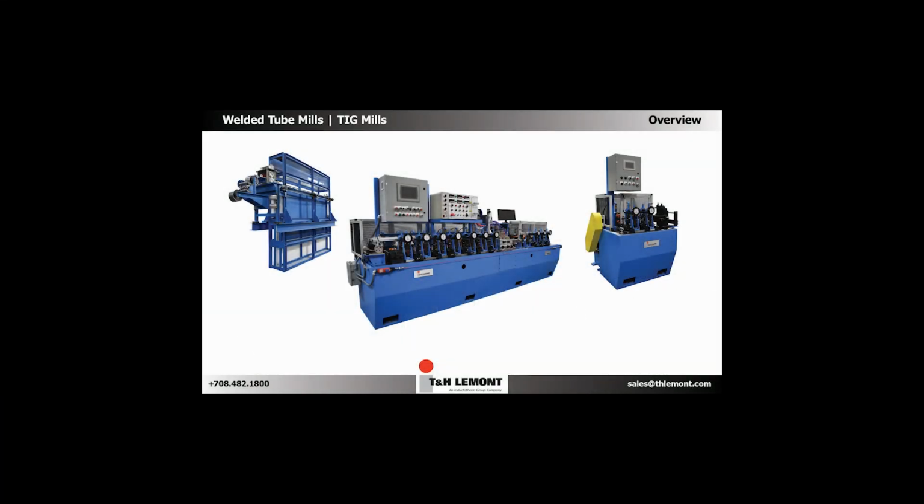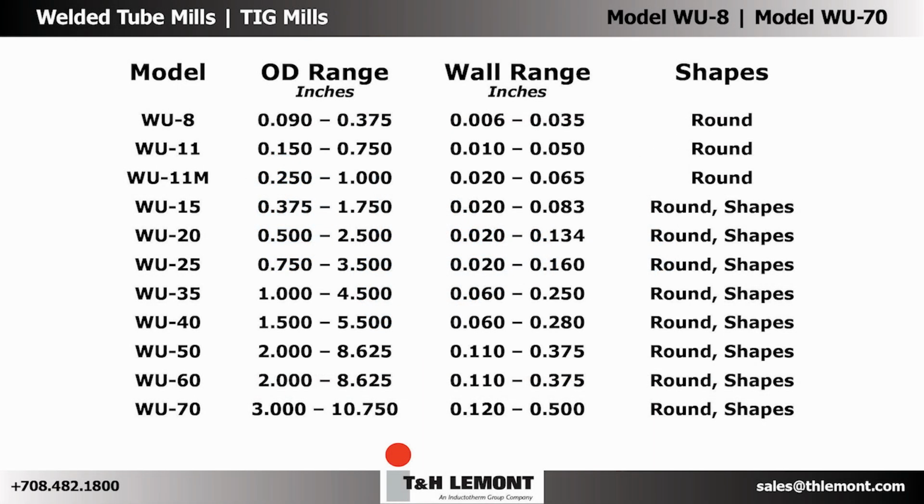T&H Lamont's TIG mills can produce tube or pipe as small as 90 thousandths of an inch in diameter and as large as 10 3/4 inches in diameter. Corresponding wall thicknesses range from 6 thousandths of an inch to a half inch.